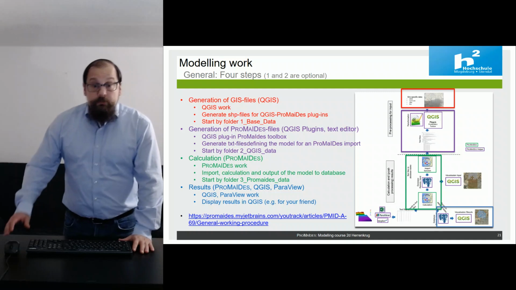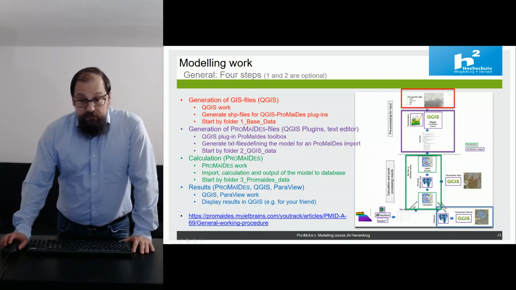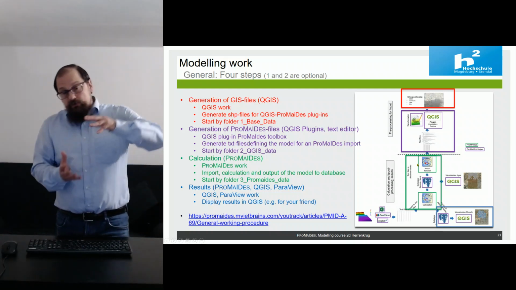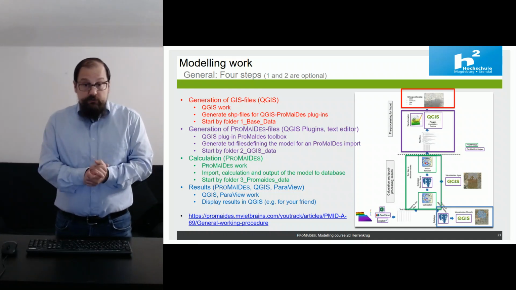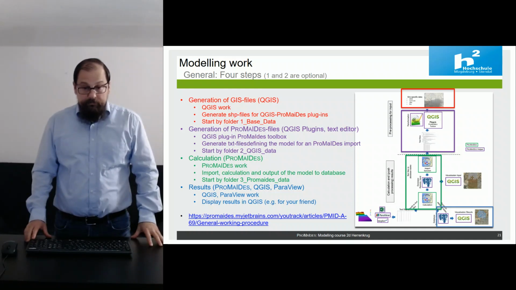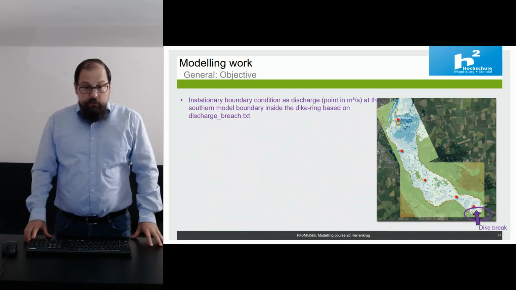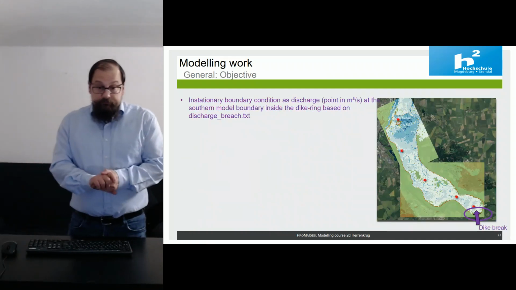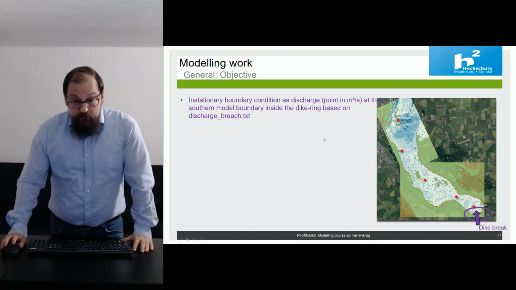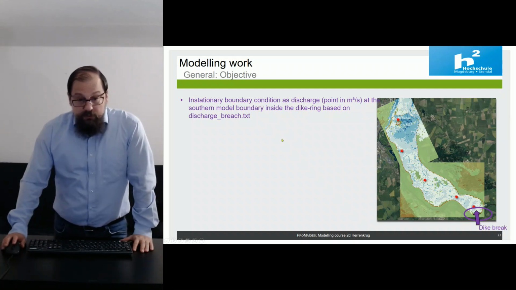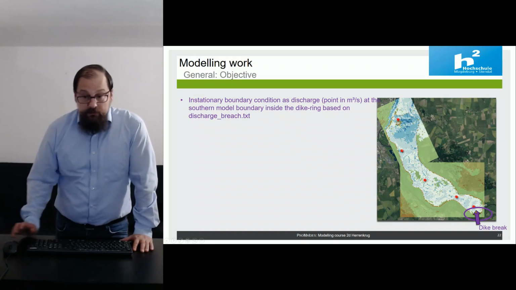About the working procedure itself, here is a small link to our manual. There you will see this graphic again. This is more or less how to come from site-specific data to a result in our hydrodynamic model or in our ProMaIDes work. So what is the objective? First we have to set an instationary boundary condition as a point discharge at the southern model boundary inside the diagram, based on the discharge breach text. So here we will set a boundary condition.